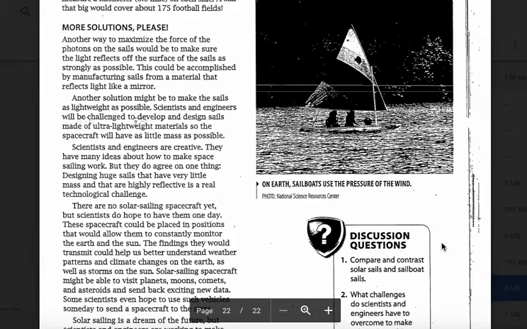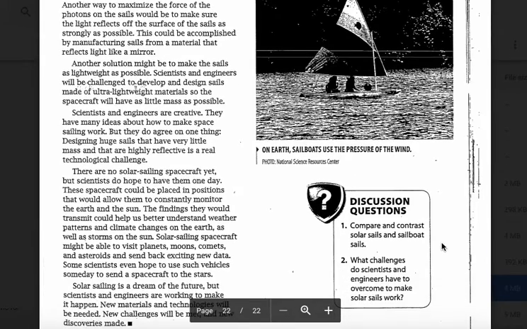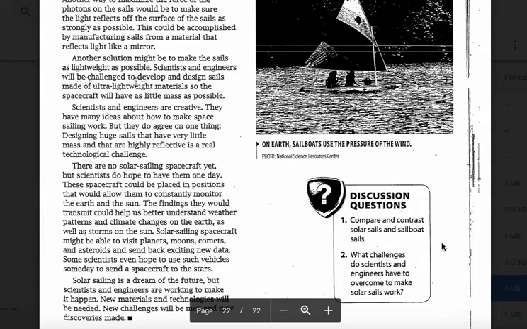Scientists and engineers are creative. They have many ideas about how to make space sailing work, but they do agree on one thing. Designing huge sails that have very little mass and that are highly reflective is a real technological challenge. There are no solar sailing spacecraft yet, but scientists do hope to have them one day.